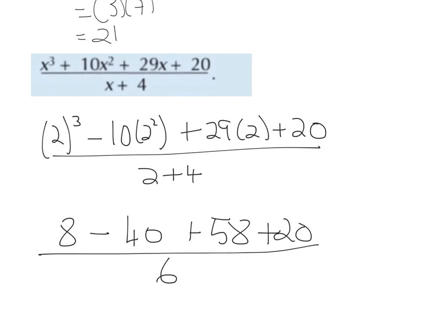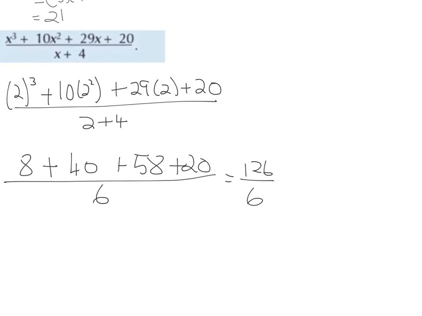And there should be pluses the whole way down, just noticing that. So fill them in correctly. When I add 8 plus 40 plus 58 plus 20, I will get 126. Divide that by 6, and I get 21. So I got the same answer. So it means I've done everything right.